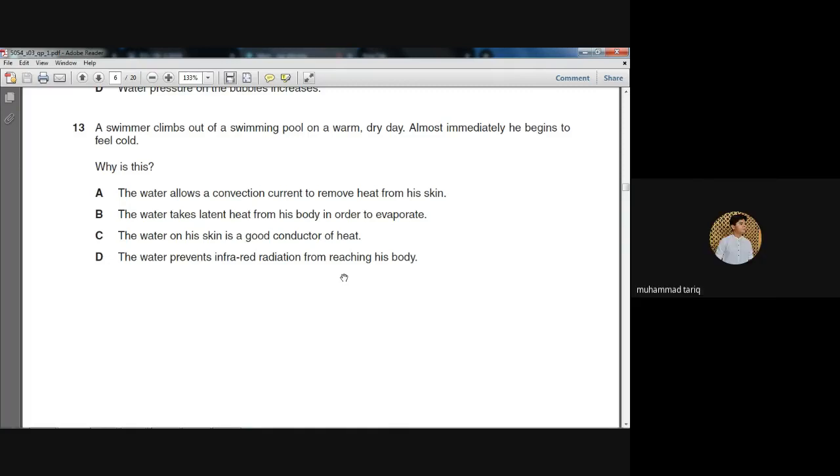Sir, B. B is the 100% answer. B is the right answer. Everybody understands? Yes, sir. Sir, it means that the water molecules with higher kinetic energy absorb the latent heat, and due to this they are able to escape into the surroundings. The molecules with lower kinetic energy remain on our skin, which makes us feel cold. Yes. So B is the choice.